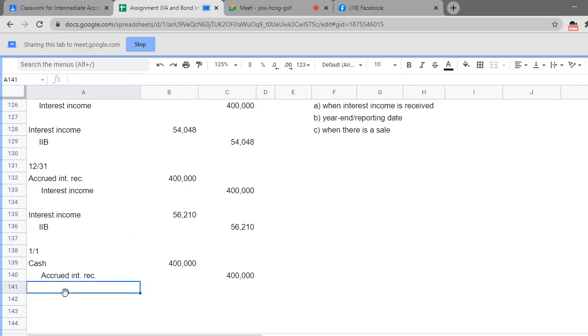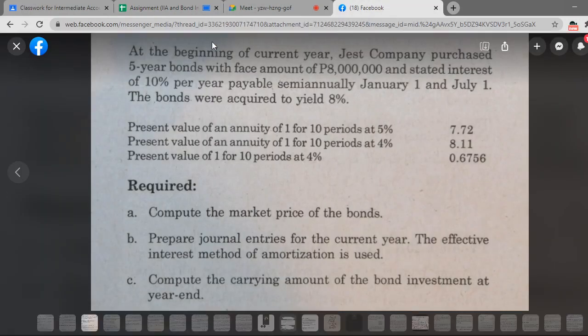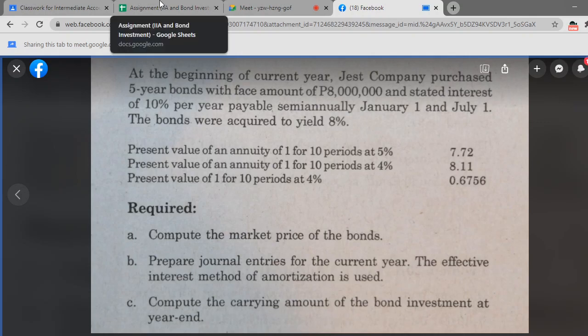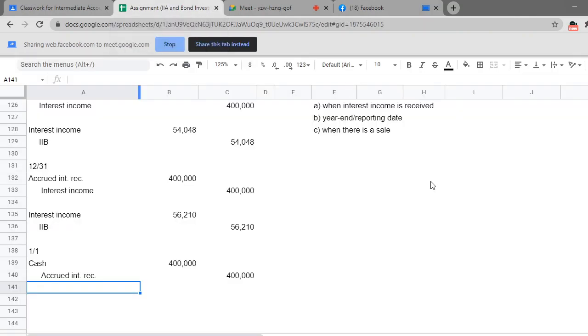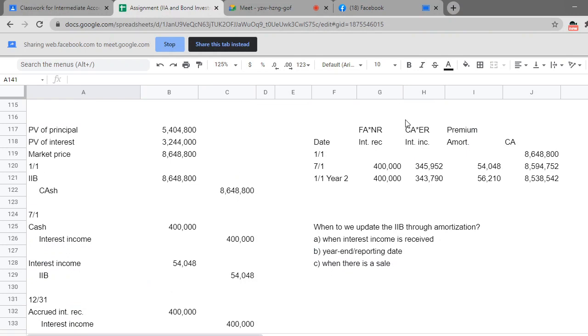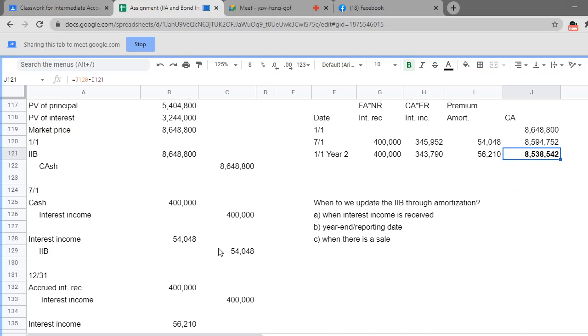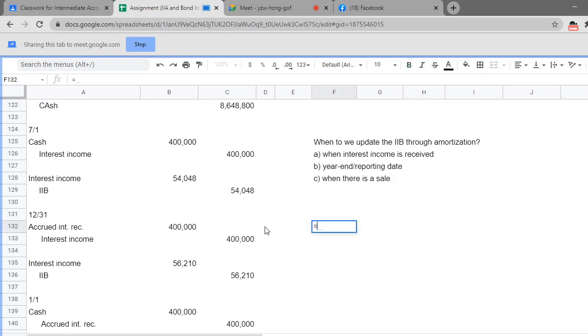Okay? Now, for letter C, requirement letter C, we are to compute the carrying amount of the bond investment at year-end. Hindi na natin kailangang pahirapan ang sarili natin. Bakit? Kasi, andyan na sa table of amortization. Pila daw ang carrying amount at year-end? Di ba kaning 1-1, year 2, mao man ning 12/31 sa year 1? Imong beginning, mao na siyang ending last year. So, kanang 8538, mao na siyang carrying amount for year-end. Okay?